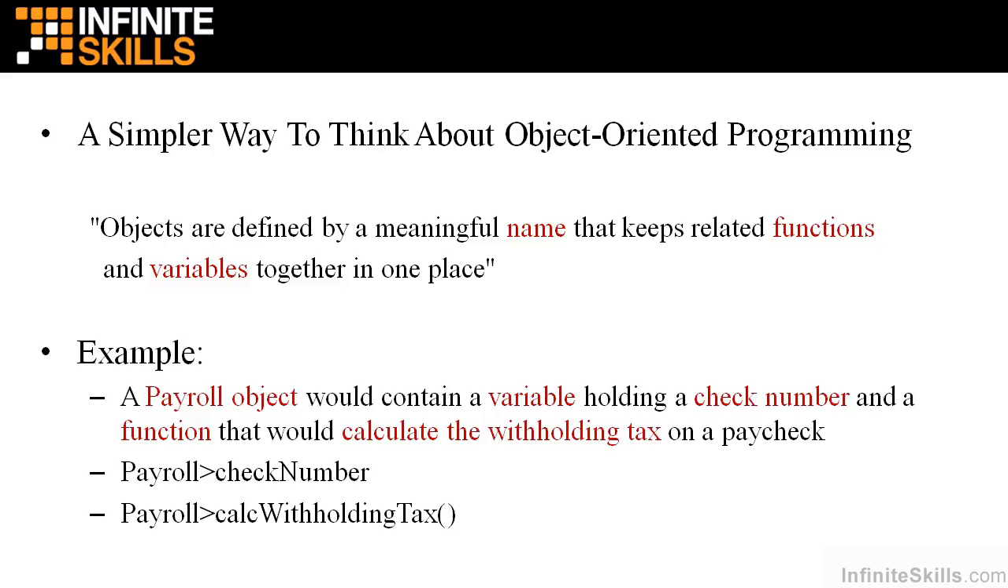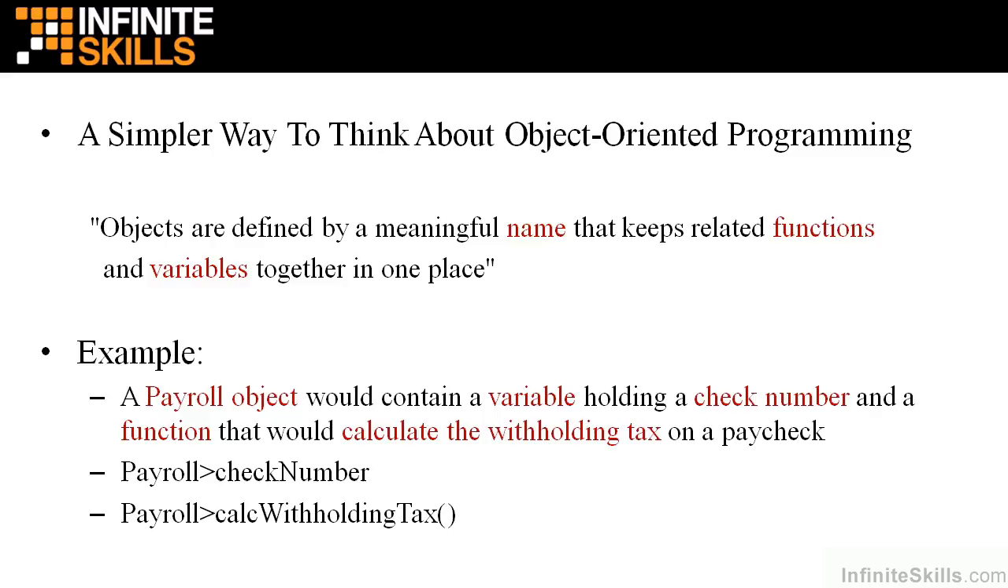Here's kind of a conceptual example. A payroll object might contain a variable that holds a check number for a check we're going to write, and it might hold a function that would calculate the withholding tax on a paycheck. This is a function about payroll. The variable, or a property, is a check number. That's something about payroll. So things that go together.